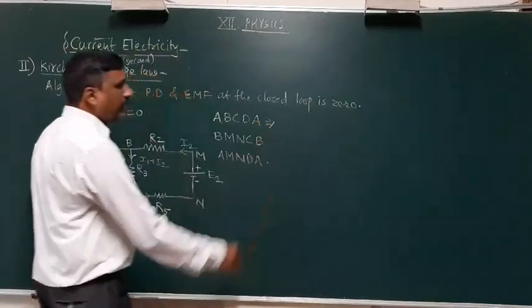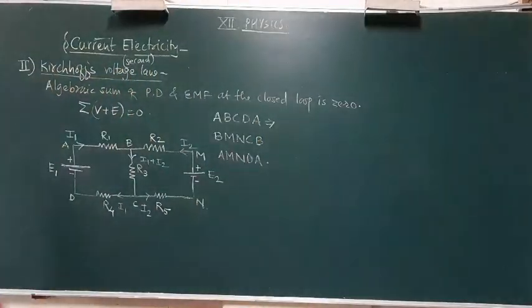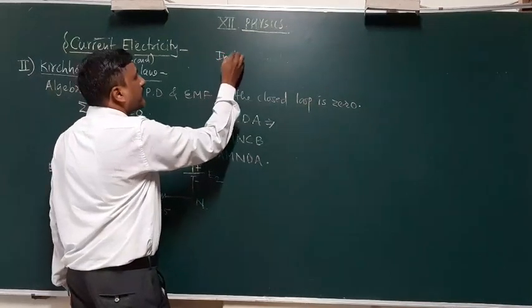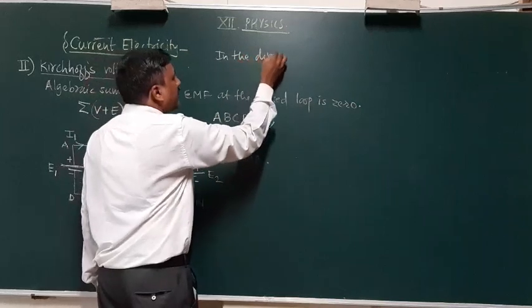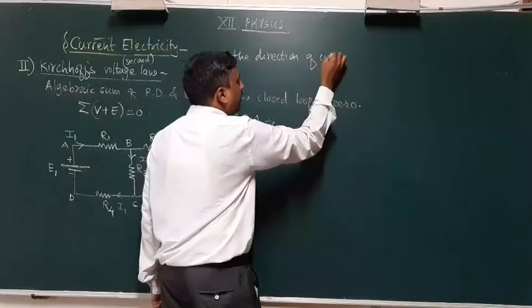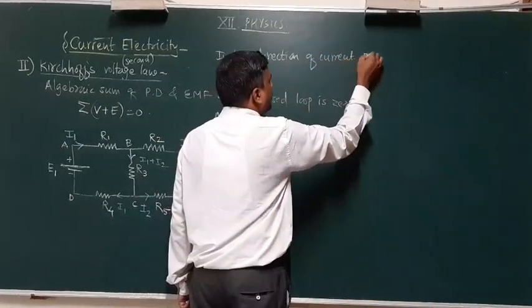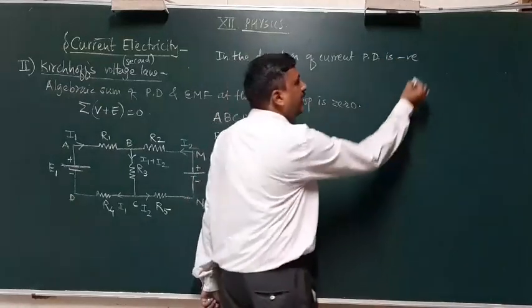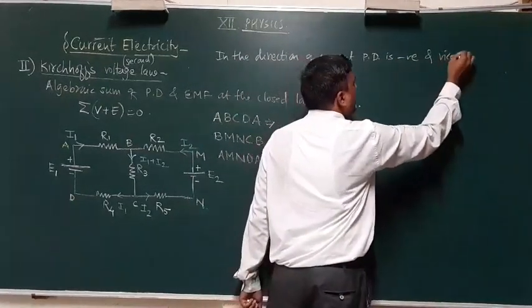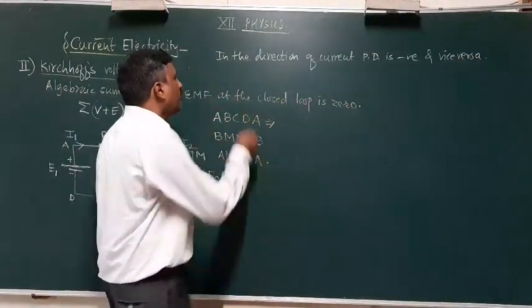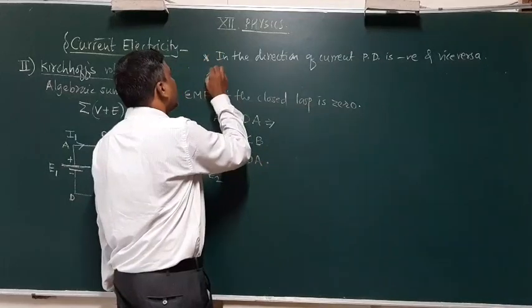What is the mathematical form? Now, to study the mathematical form, just remember only two sentences. These are nothing but the sign conventions. In the direction of current, potential difference is negative and vice versa. Means opposite to direction of current, potential difference is positive. This is the first sign convention.